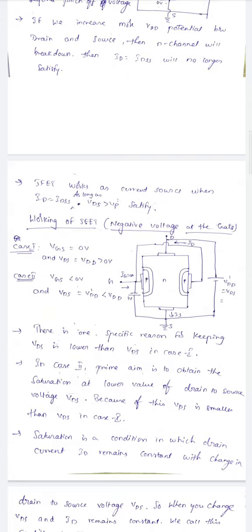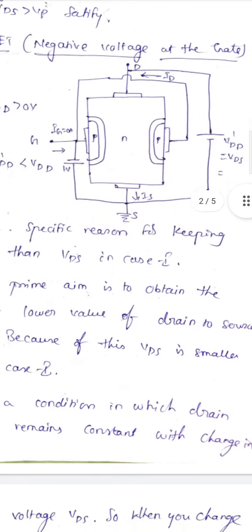So this is the construction of the JFET with a negative potential at the gate and source terminals. We have given the negative potential to the p-type material on both sides of the device, and the negative terminal is connected to the grounded source. The positive terminal is connected to the drain terminal.